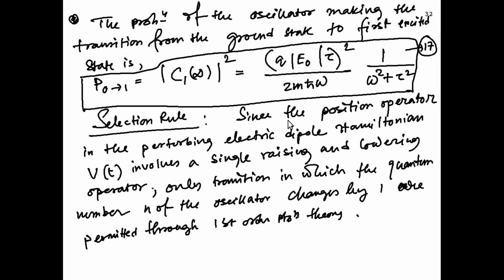This is the probability of transition from the ground state to the first excited state at a long time, t tends to infinity, and we understood that the probability amplitude for transition to any other state is 0. So you can indirectly obtain the probability of staying at the original state, the ground state. It is basically 1 minus this P0 to 1. So these are the only two possible things that can happen for this problem.